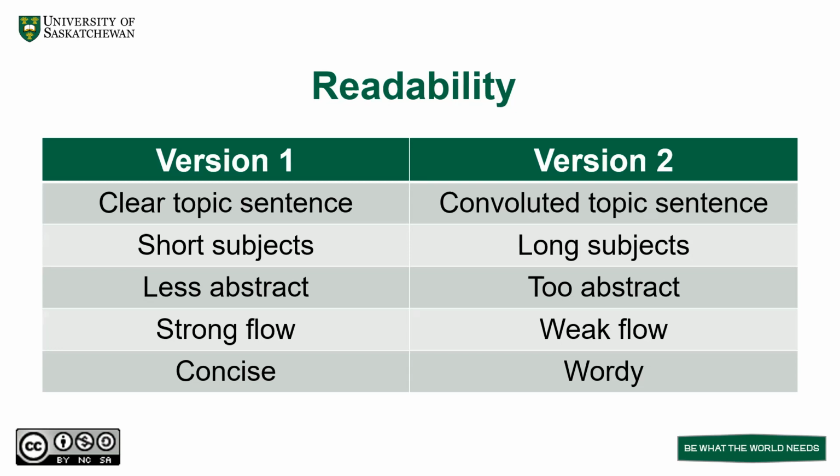I'm not sure if you would have picked up on this when I was reading through both of those samples. I was actually starting to lose my breath a little bit when I was reading that second version. And that's often an indication that maybe text is a bit too wordy, for instance. So some of the other issues that emerged in that second example: a more convoluted topic sentence, longer subjects, much more abstract language being used, a weaker flow, and as already noted, just more words when fewer would be appropriate.